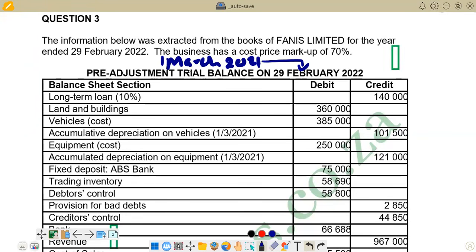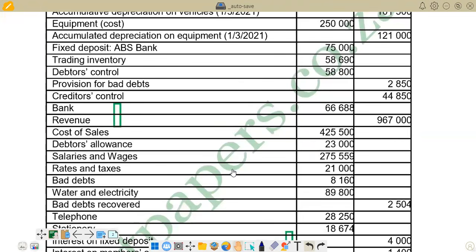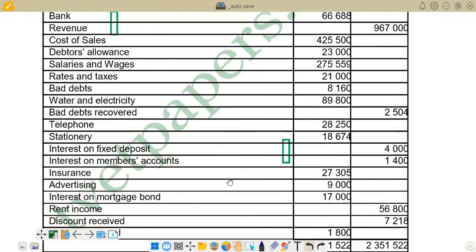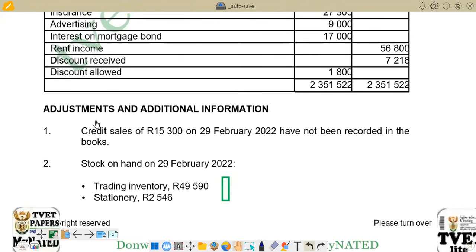So we are given the information that we have there, and we go down the information of the balances that we are given in that pre-adjustment trial balance. Beneath that, we have information reading adjustments and additional information. On the first part, we have credit sales of 15,300 on 29 February 2022. They have not been recorded in the books. So these are the adjustments that we are going to refer to as we go through the income statement.